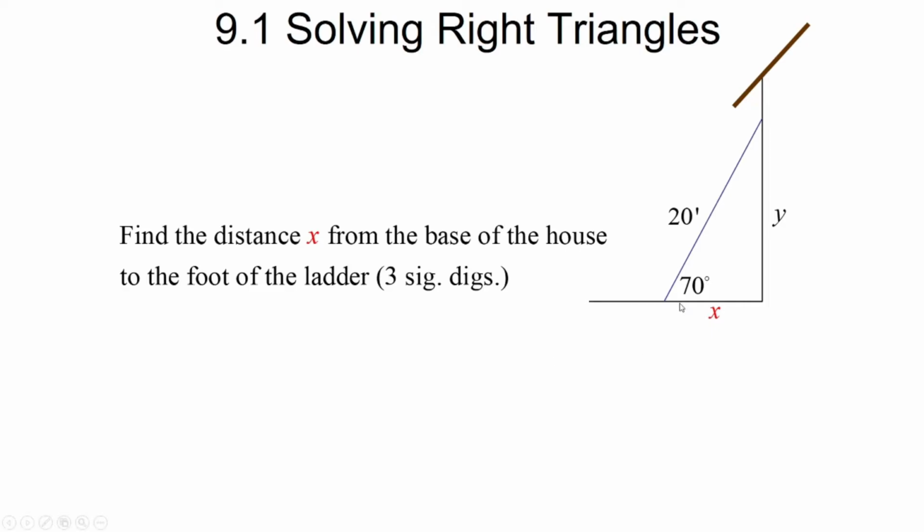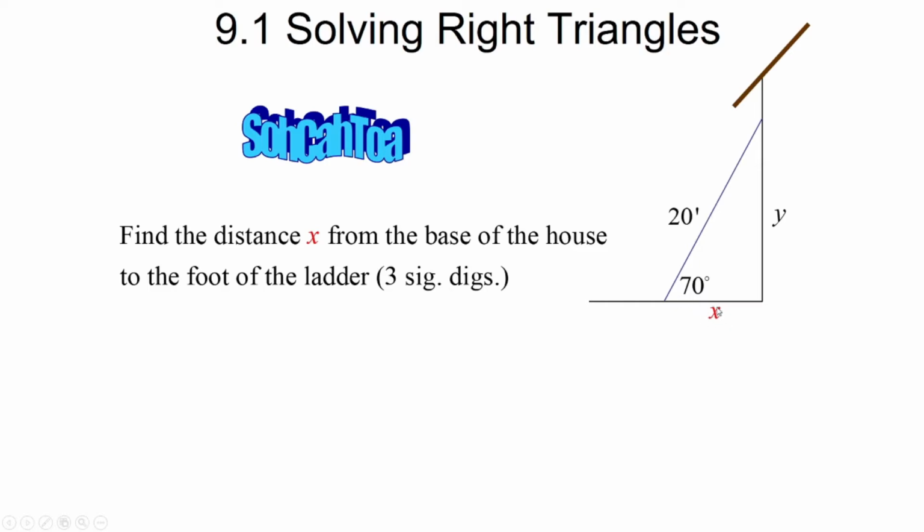So you've got to think about your trig ratios again. Okay, and SOHCAHTOA right here. Now, isn't the x adjacent to the given angle? And isn't the 20 the hypotenuse? So I'm thinking the trig ratio adjacent to hypotenuse. Do you see that? CAH? Cosine is adjacent to hypotenuse.